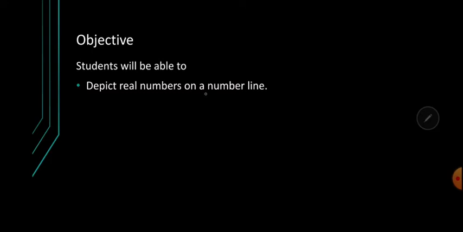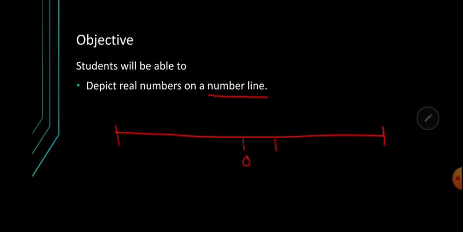You know what a number line is? A number line is the line on which numbers are written in this form. So this is the number line.